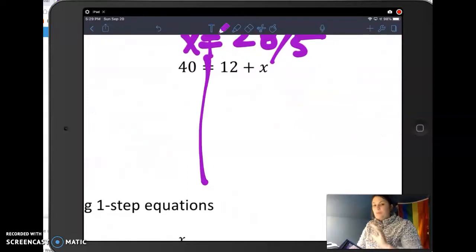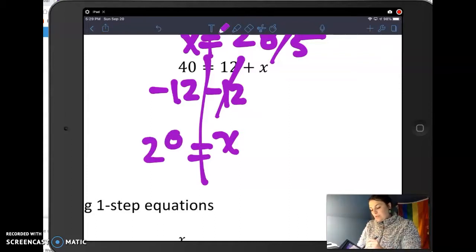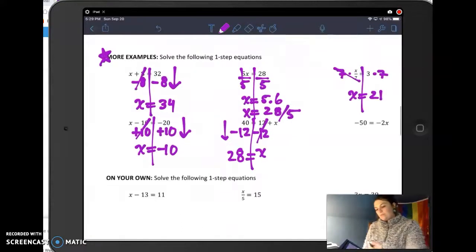All right, so now don't be scared. The x is on the right-hand side, but that 12 is still being added to the x, and so we still need to subtract 12 from both sides. That gets rid of the positive 12. The x comes down because it's now alone, and we have 40 minus 12, which is going to be 28. Again, in your calculator, top to bottom, 40 minus 12.